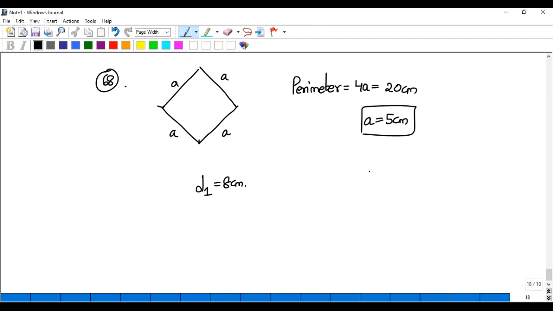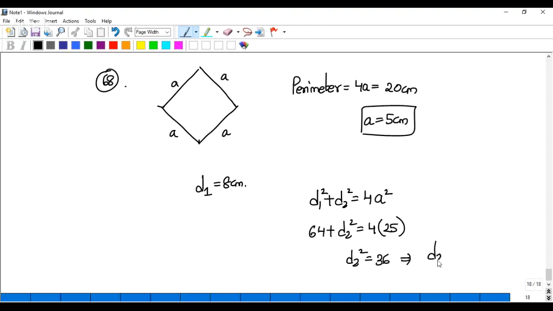I know the relation between diagonals and side lengths is D1 square plus D2 square is 4A square. So 64 plus D2 square is 4 times 25. So D2 square is 100 minus 64, that is 36. So the length of the other diagonal is 6 centimeter.